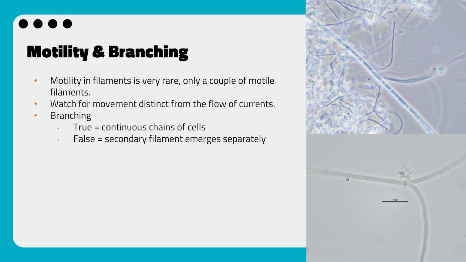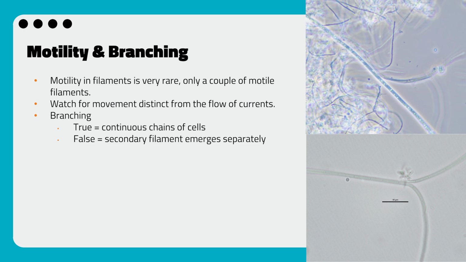The next primary things we're going to be looking at are filament motility and branching. These are really strong indicators because not all filaments show these. Only a few different filaments actually show these. Motility within filaments is whether or not the filament as a whole is moving or whether or not it's stationary. The vast majority of filaments are stationary. In fact, there's only two types of filaments that you will see moving on their own.